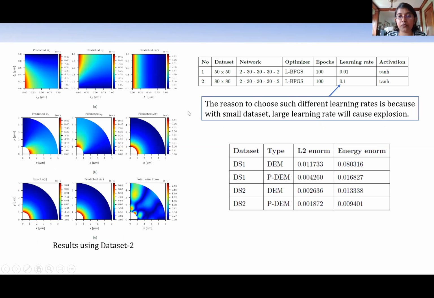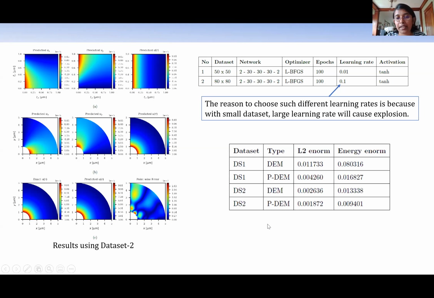Here also they have used two data sets of 50 cross 50 and 80 cross 80, and for the learning rate, they have used a higher learning rate for the 80 cross 80 data set, saying that they have chosen this larger learning rate because of the explosion of the solution. When they have a smaller data set, the solution explodes.